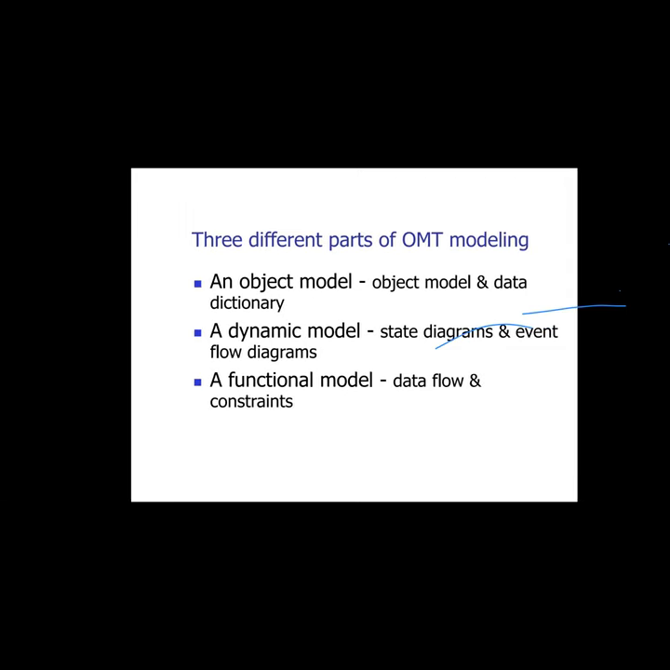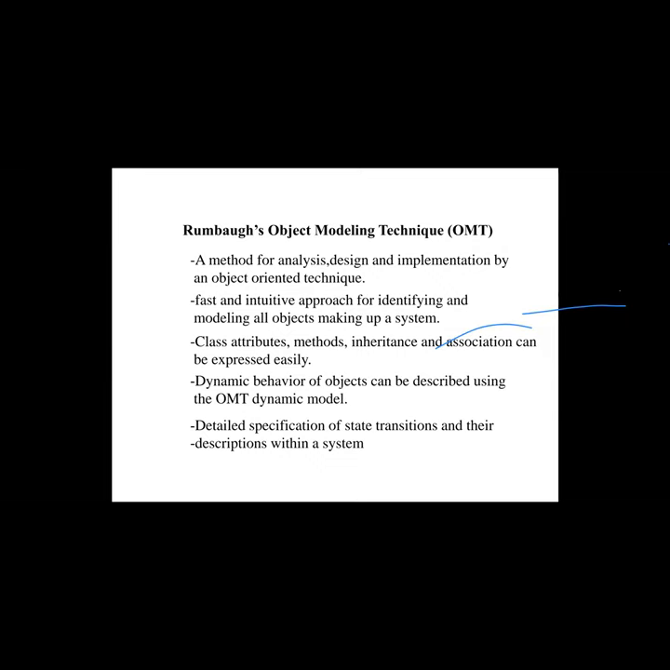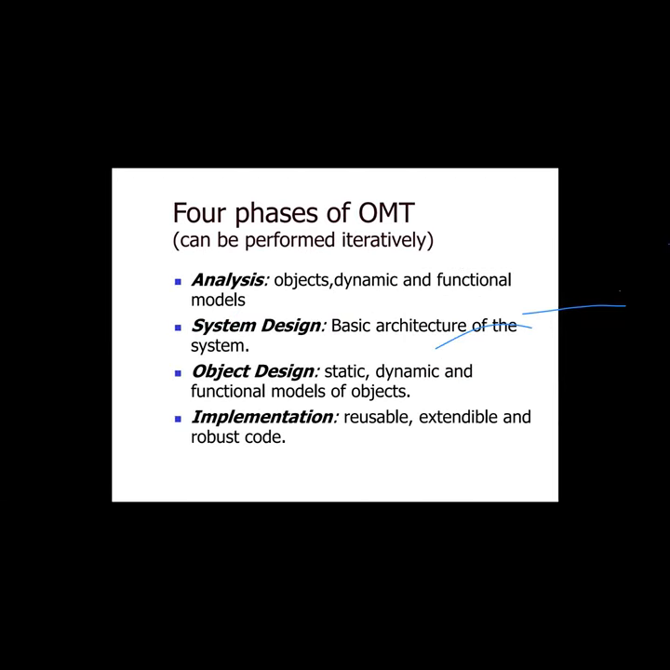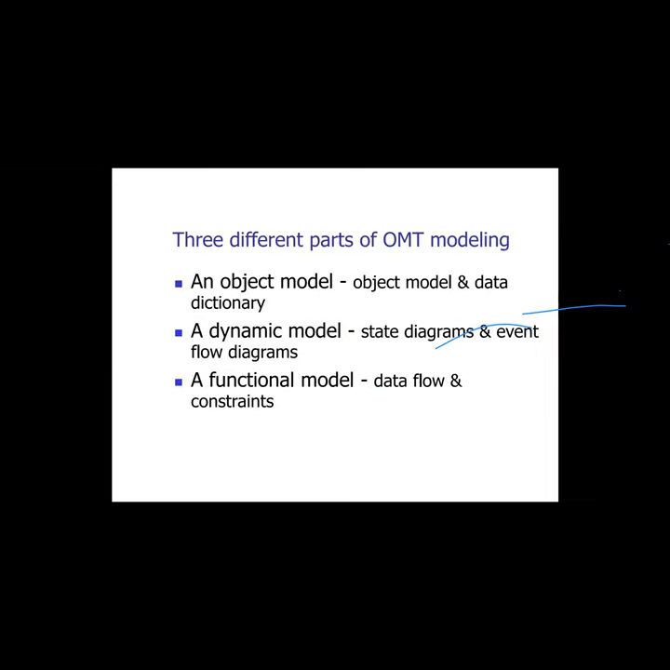So the first model proposed by Rumbaugh is called the object modeling technique. The object modeling technique focuses on four different phases: the analysis phase, the design phase, the object design phase, and the implementation phase. Within the OMT, we have three different parts: the object model, dynamic model, and functional model. Any doubts about Rumbaugh's concepts, what he proposed, and his contribution to the Unified Modeling Language?